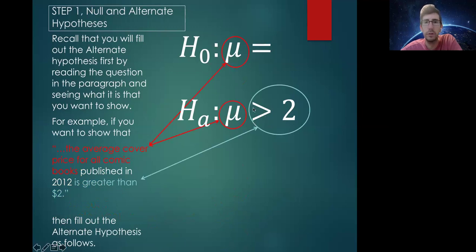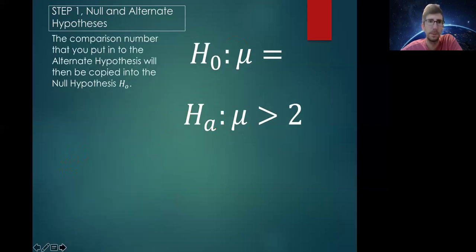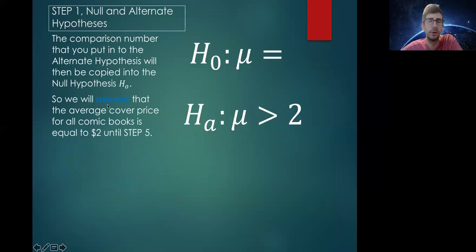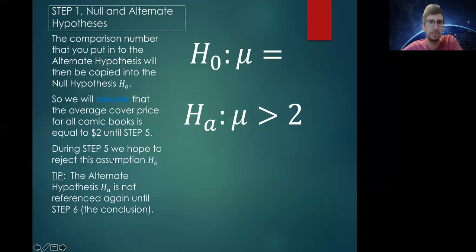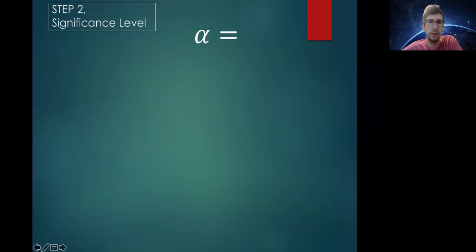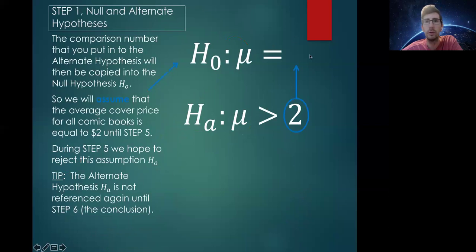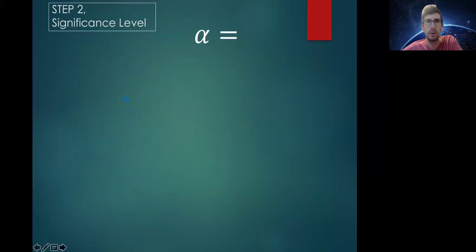So this is what we want to show. We put our greater than sign because of that wording right there, greater than, and it's $2. So that's why we put the 2 right there. And then we would next fill out our null hypothesis, and we'll assume that that population mean of comic book cover prices on average is equal to $2. Again, until step 5, we hope to reject this. And again, the alternate hypothesis is not referenced again. So we would write 2 here in the null hypothesis.